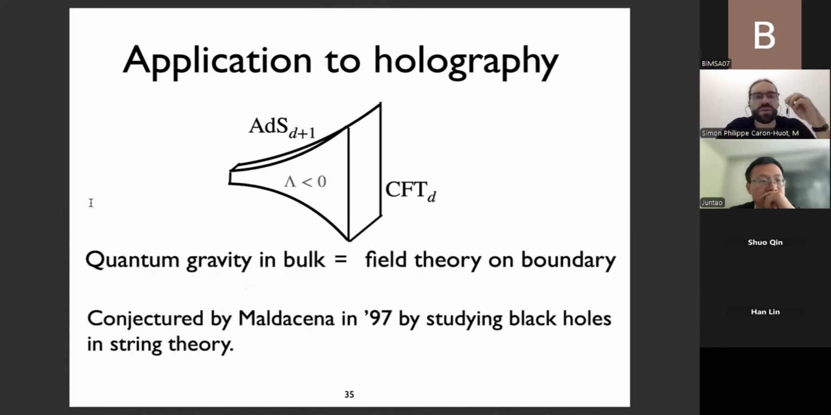So let's say a few words about holography now. How am I doing on time?